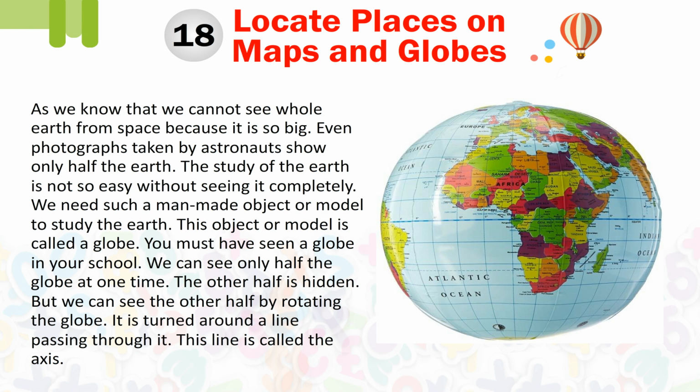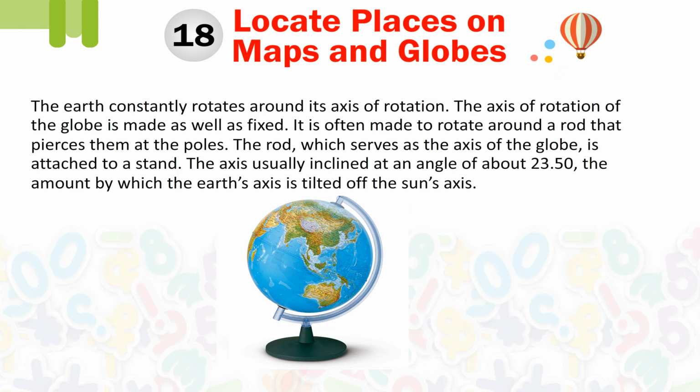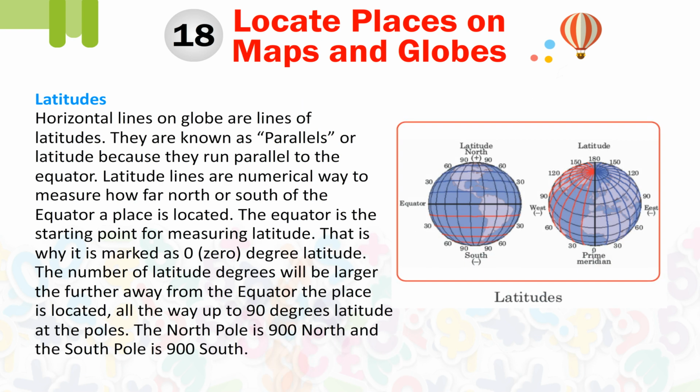It is turned around a line passing through it. This line is called the axis. The Earth constantly rotates around its axis of rotation. The axis of rotation of the globe is made as well as fixed. It is often made to rotate around a rod that pierces it at the poles. The rod which serves as the axis of the globe is attached to a stand. The axis is usually inclined at an angle of about 23.5 degrees, the amount by which the Earth's axis is tilted off the Sun's axis.